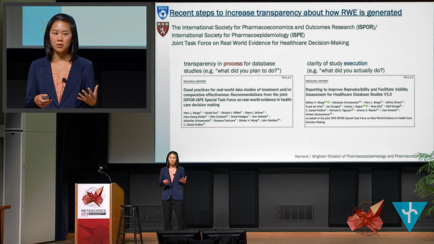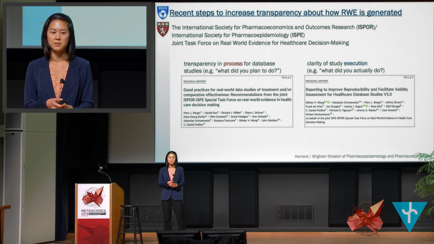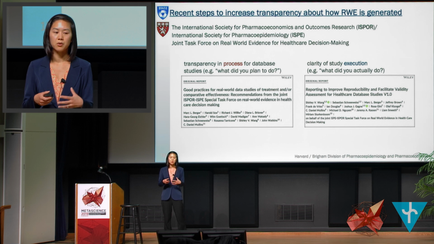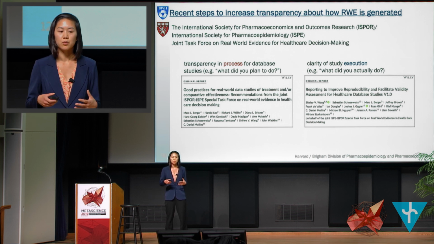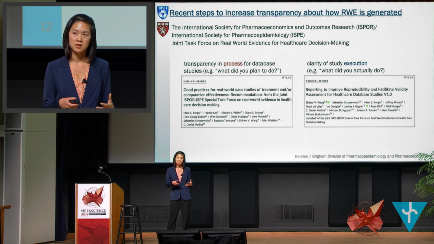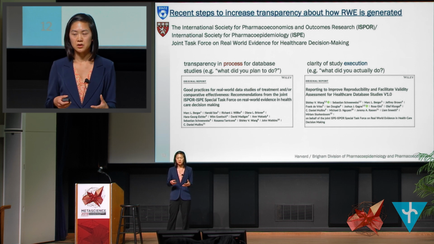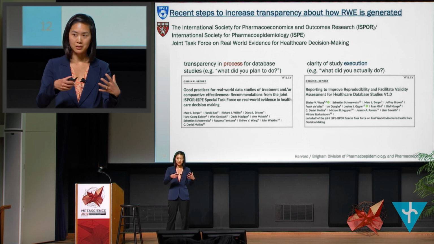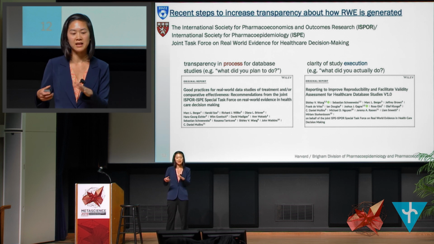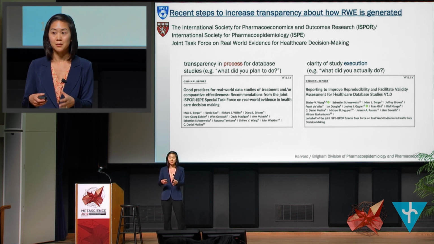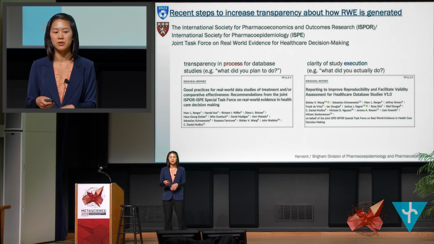So two research societies worked together a couple of years ago. They put together a joint task force on real-world evidence for healthcare decision-making. And there were two outputs of that. The first focusing on transparency in the process of conducting database studies, or what did you plan to do? And this was really focusing on pre-registration and that sort of thing. The other was focusing on clarity of study execution at the beginning. What did you plan to do in detail? And then at the end, what did you actually do in detail? And what were the changes along the way?